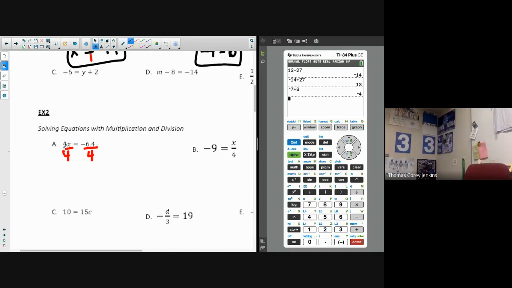So that gives me 1x on the left side, which we just write as x. And then let our calculator do the computational part for us. So negative 6.4 divided by 4. And that's going to be negative 1.6.